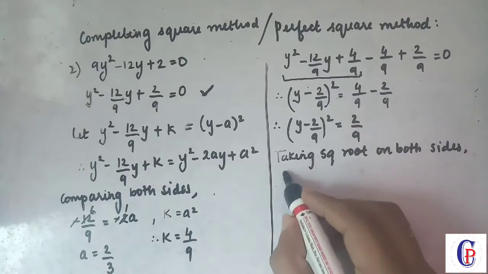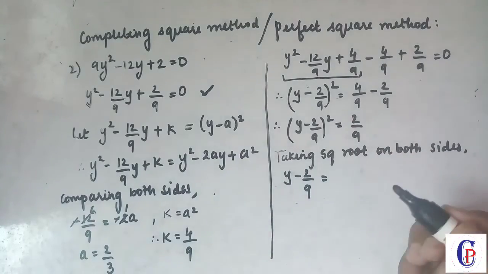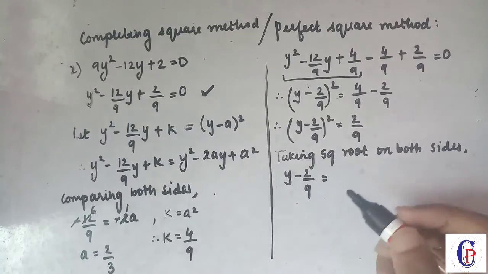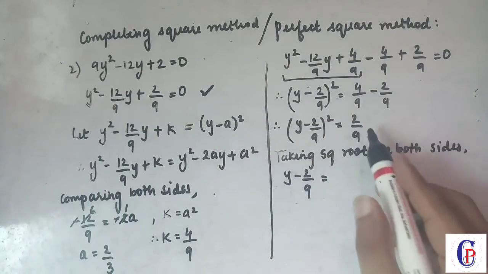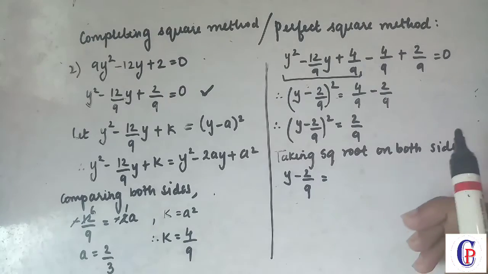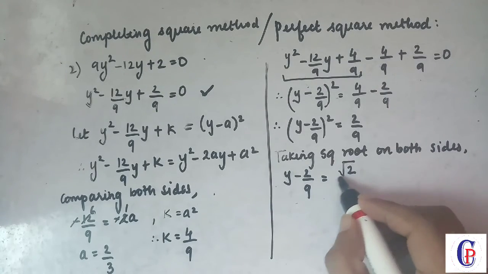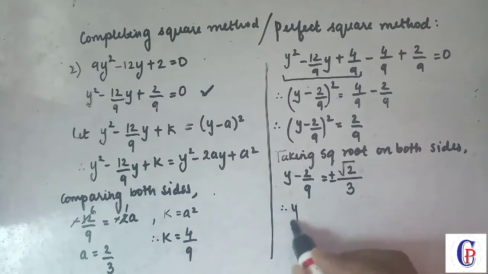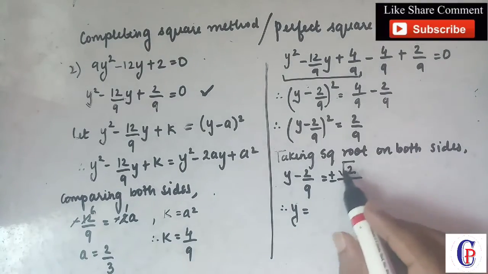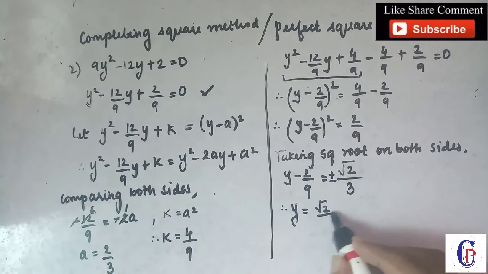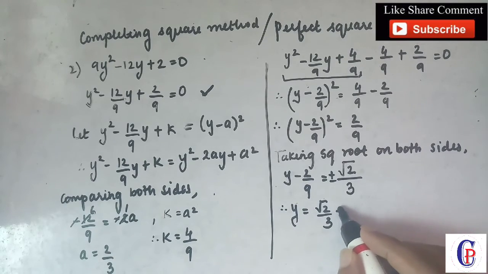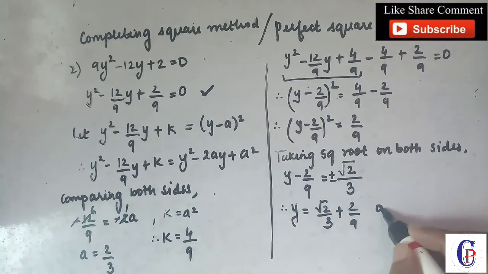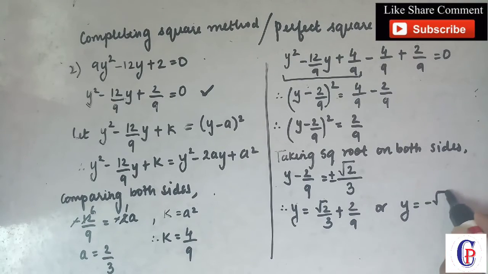the square will go away because you are taking the square root, and on the right we get square root of 2 upon 9. See, there is no square. 2 is not a perfect square, so 2 will remain inside the root and 9 will give us 3, and here you will have plus and minus. So the last step is y is equal to, first you take this positive, so root 2 upon 3, and this on the right side, so plus 2 upon 3, or y is equal to, now let me take it as negative, and 2 upon 3.